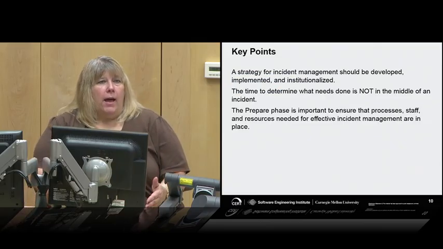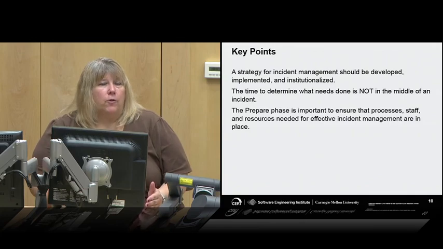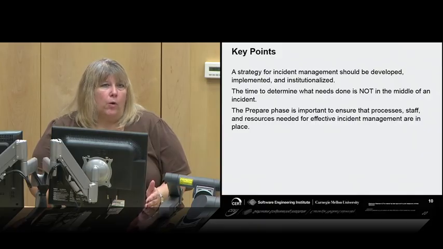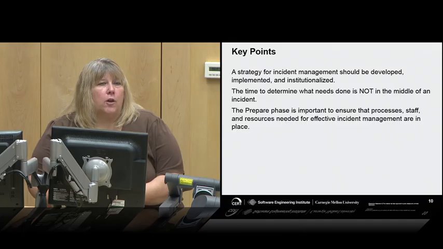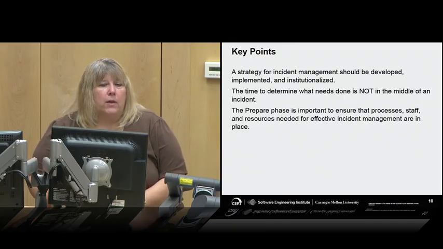A key point for the preparation phase is to have that strategy for incident management. What's your plan? Who's involved? Who does what? What are the roles and responsibilities? How has it been implemented? Then ensure everyone knows about it and that there are resources and guidelines they can look at, whether that's a concept of operations document, a charter, or an incident response or incident management plan that's easily accessible by the constituency or the employees. We want to ensure that you're not in the middle of an incident when you have to determine the answers to some of those decision questions.